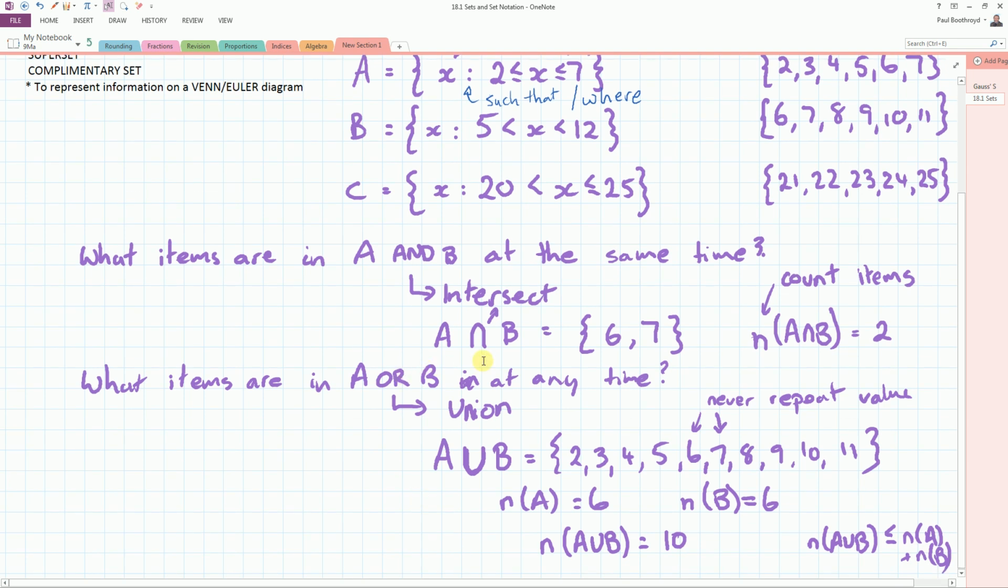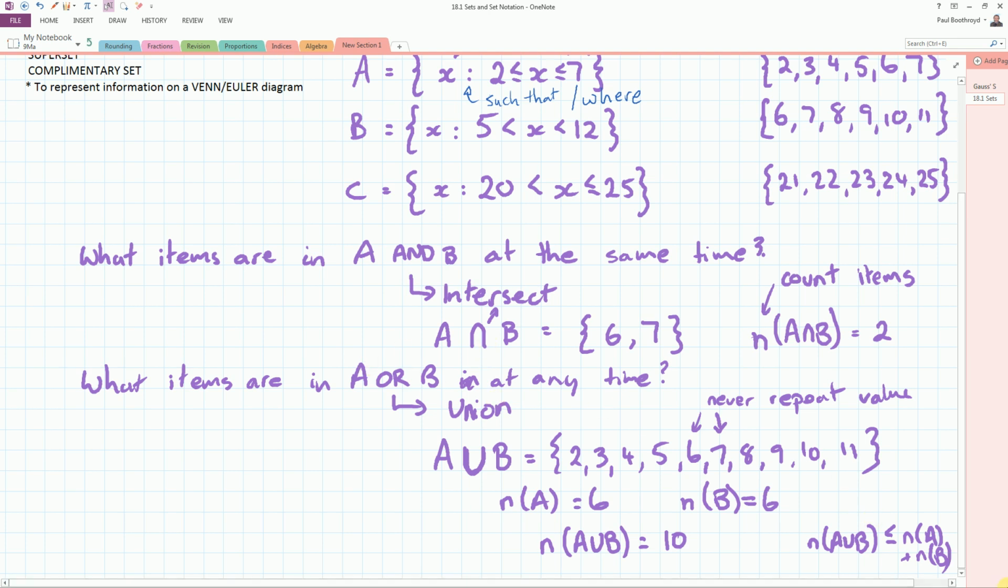And the intersect will always be less than or equal to as well. That's a bit more obvious, that one. But the union one is saying it could be less than the number of things if you add together the sizes. That's the first couple of descriptions.